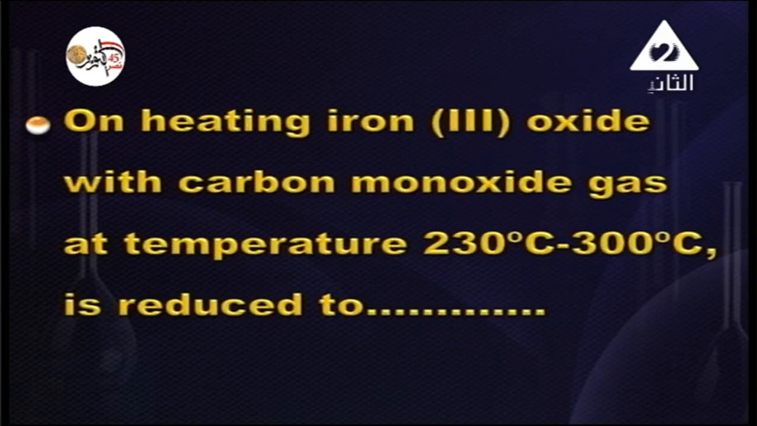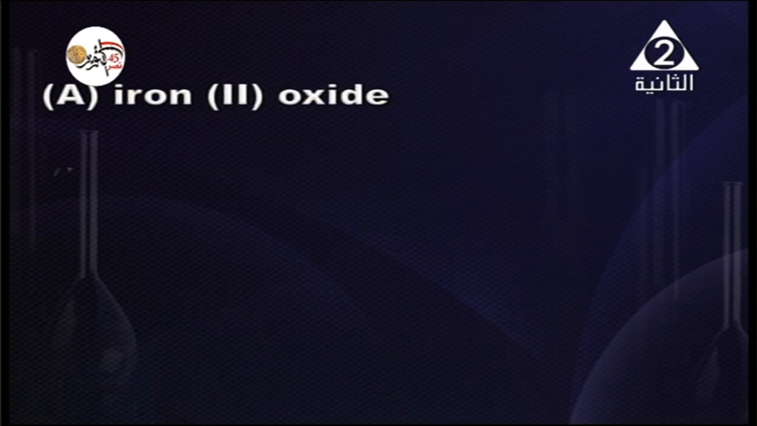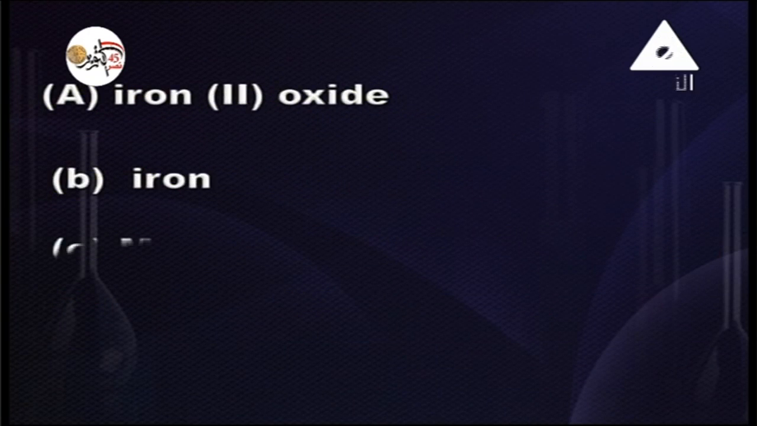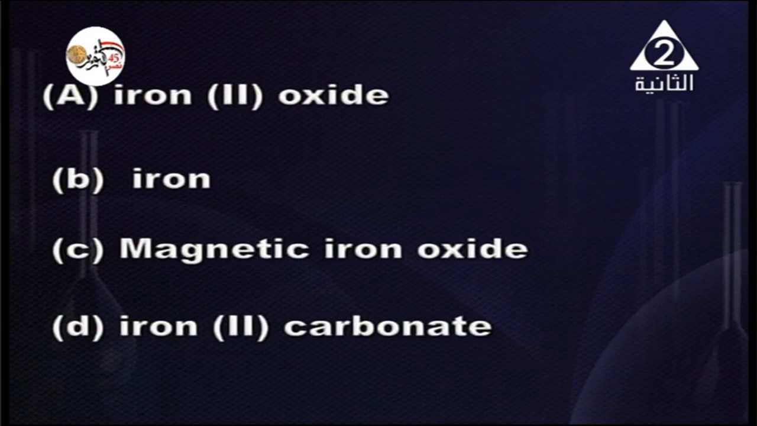Next point: when heating iron(III) oxide with carbon monoxide gas at a temperature of 230 to 300 degrees Celsius, it is reduced to what? Iron(II) oxide, iron, magnetic iron oxide, or iron(II) carbonate? If you write the chemical equation here, you will find that the answer will be magnetic iron oxide.